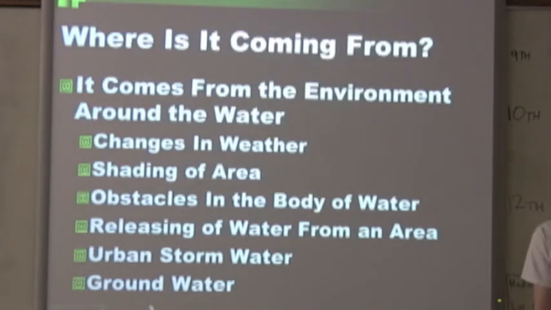Where it's coming from: temperature affects water pollution from anywhere around the water, like changes in weather, the shading of the area with trees growing around it, obstacles in the body of the water like dams, and the releasing of water from an area, which will lower the water level and can increase the temperature. Also urban stormwater, like sewage water, which usually has a different water temperature, and groundwater that seeps into it.